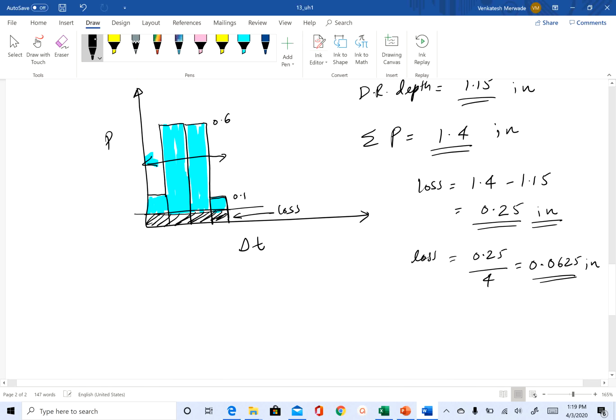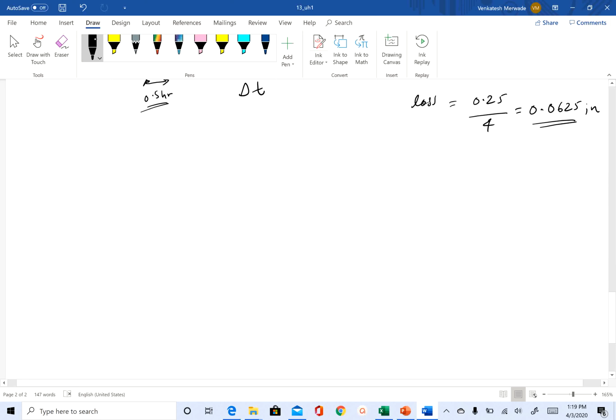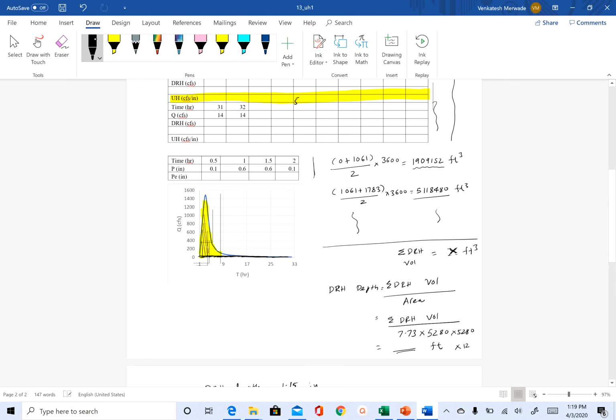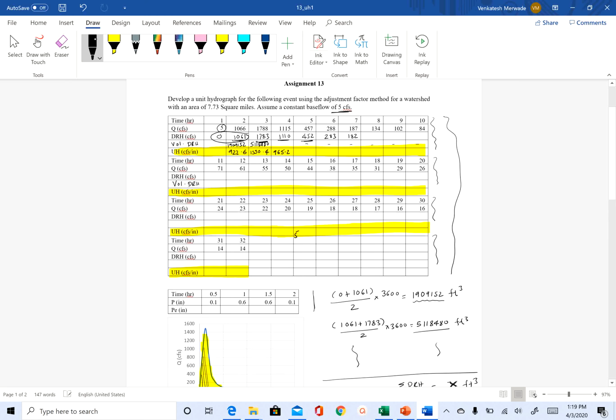excess rainfall hydrograph. So in this case, this is 0.5 hour, so we have 4 of these in our excess rainfall hydrograph. So the duration of the unit hydrograph is 2 hours. Okay, so what we have gotten here is a 2-hour unit hydrograph, and the unit hydrograph ordinates are the values that you have in these yellow highlighted cells.